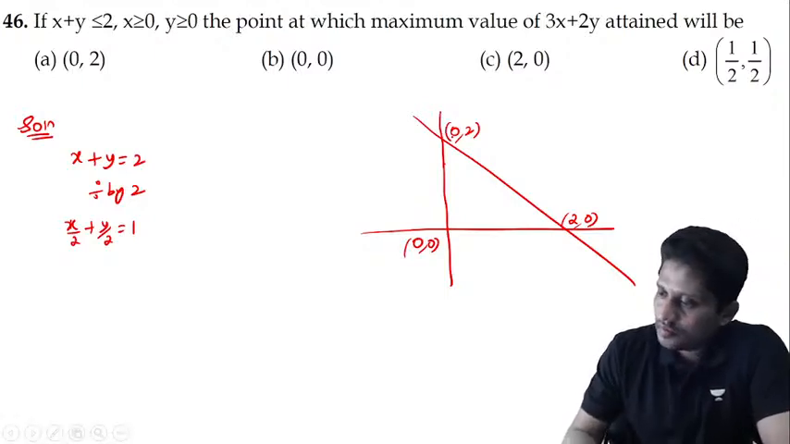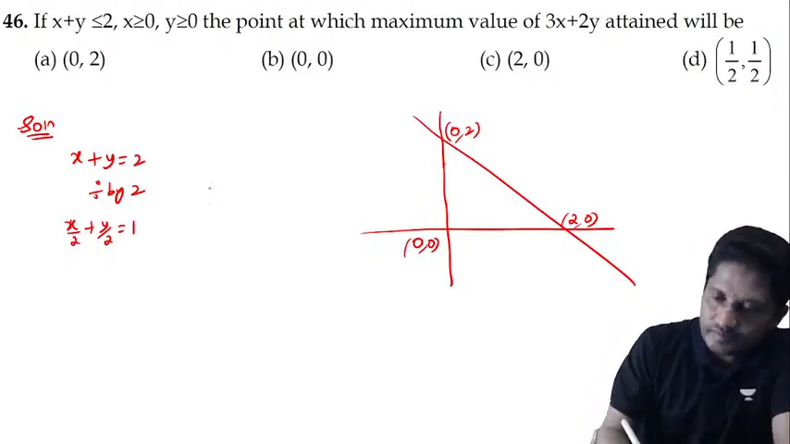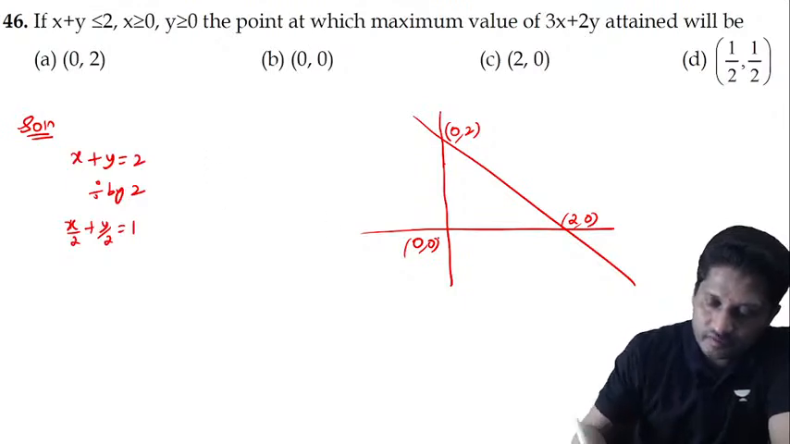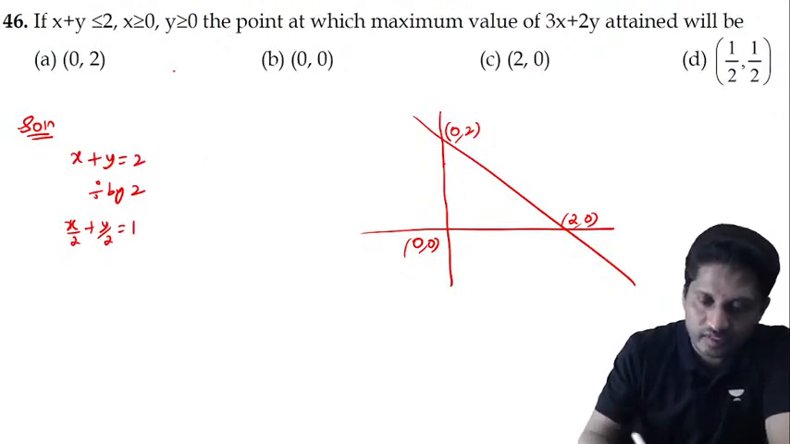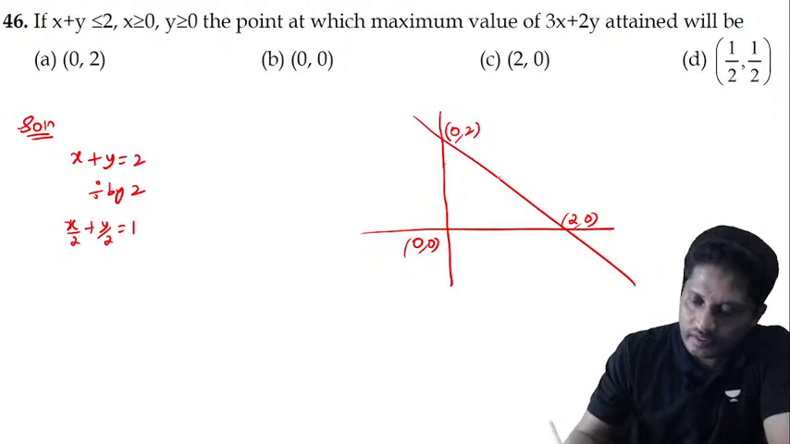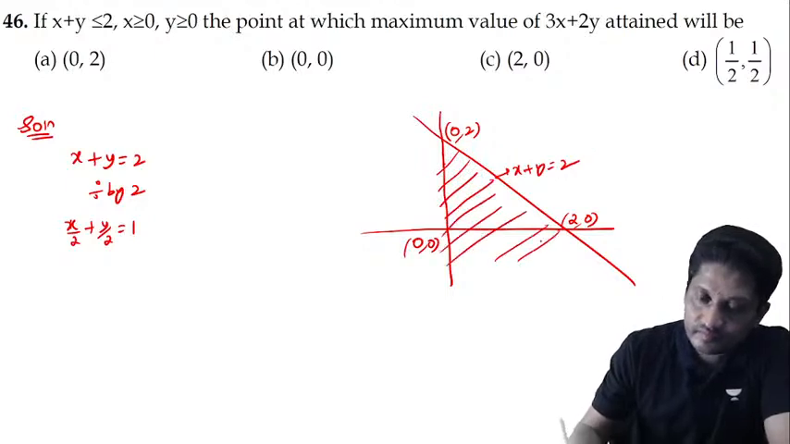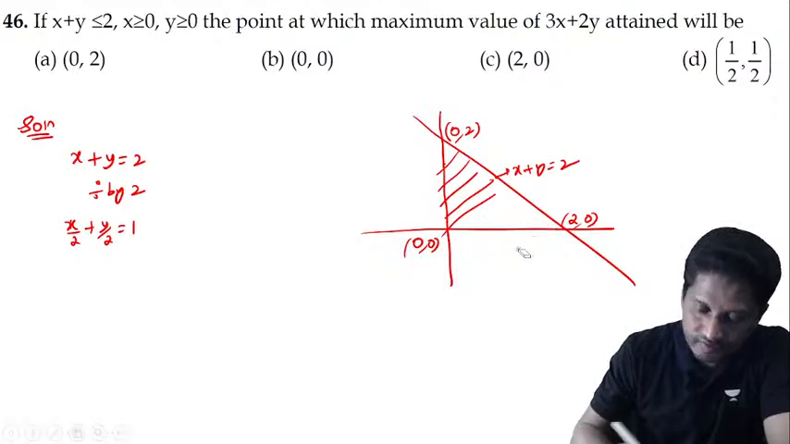Right, now the function is to be maximum, so I take the corner points. This is x plus y equal to 2. Less than or equal to 2 is towards the origin. But it's mentioned that x is positive, y is positive, so take only the first quadrant. So this will be the shaded part.